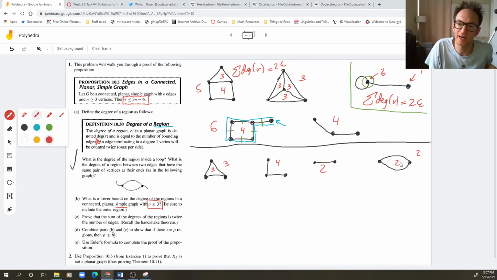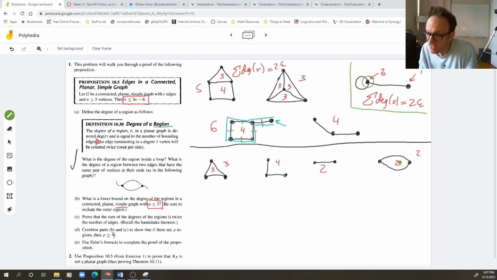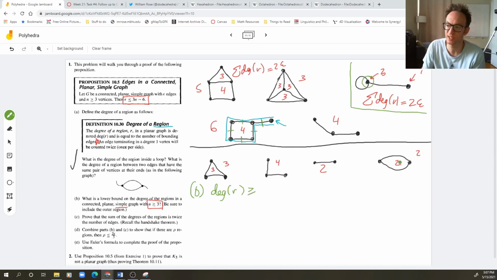So the answer to part B, I'm going to write this now, is that the degree of any region is guaranteed to be greater than or equal to 3. That's what they wanted you to conclude from part B. What is the lower bound on the degree of the regions in a connected planar simple graph with n greater than or equal to 3? The degree has to be greater than or equal to 3. Just fact.